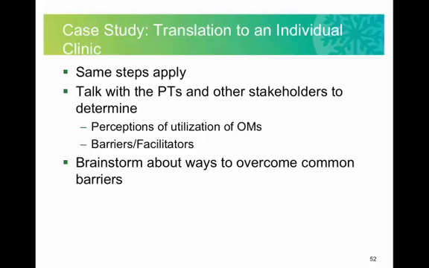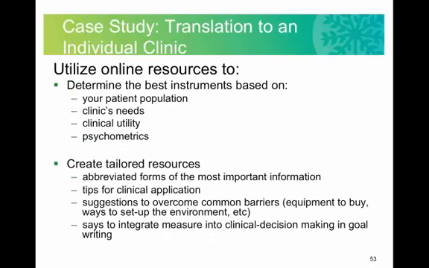I just presented on a case study that involved knowledge translation in a large system of care. Now, if you work in an individual clinic, the same steps would actually apply. Talk with the PTs and the other stakeholders within your facility. Try to understand the perceptions of utilization of outcome measures and the barriers and facilitators to their use. And brainstorm with the stakeholders about ways to overcome common barriers. You can utilize online resources to determine the best instruments based on your patient population, your clinic's needs, clinical utility, and psychometrics. And then also create tailored resources, such as abbreviated forms of the most important information, tips for clinical application, suggestions to overcome common barriers such as equipment to buy, ways to set up the environment, and so forth, and find ways to integrate measurement into clinical decision-making and goal writing.